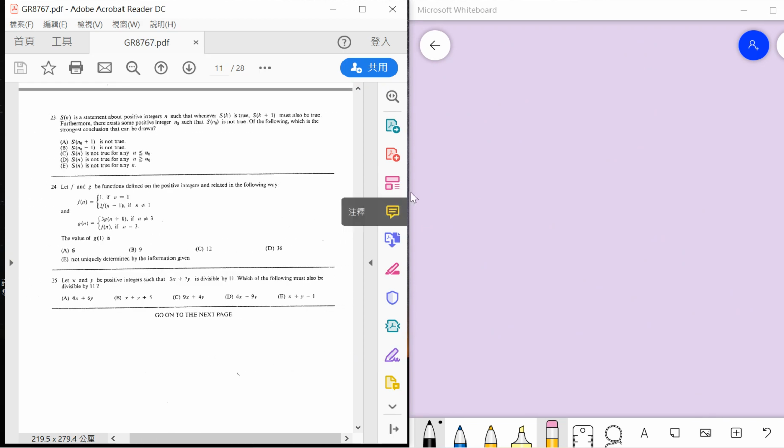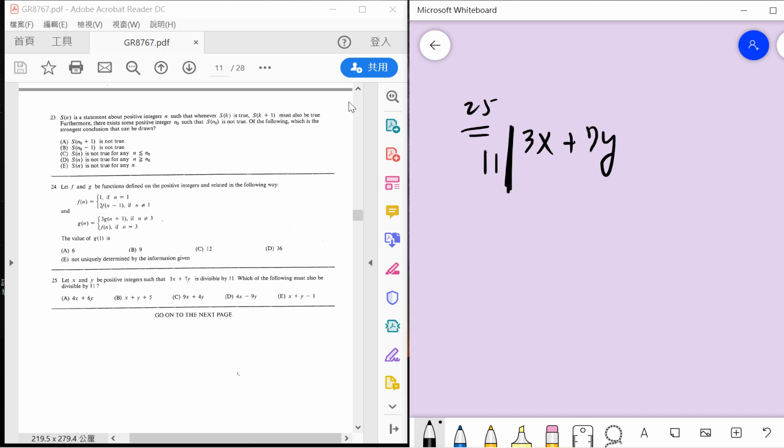Okay, 21. I think 21 is a difficult problem in this test. Although you can get the answer very quickly, it's hard to rigorously prove this if it is the first time you see this type of question. So basically x and y are positive integers such that 3x plus 7y is divisible by 11. So basically, 11 is a factor of 3x plus 7y. Which of the following must be divisible by 11?